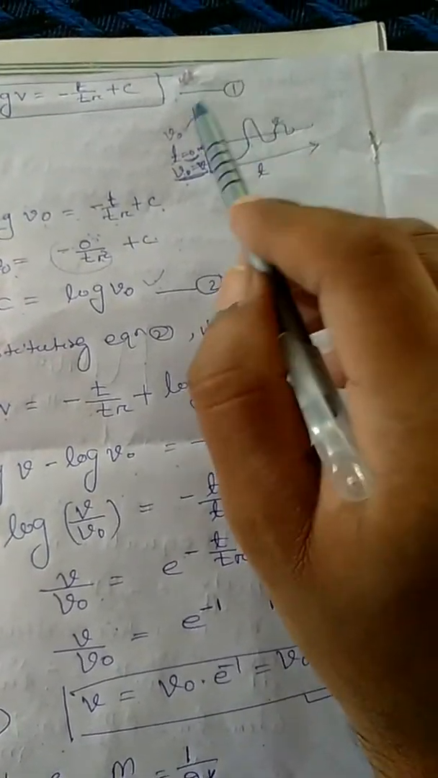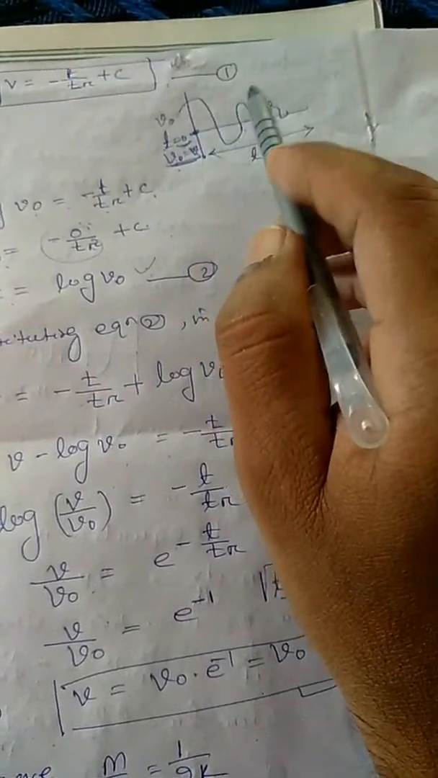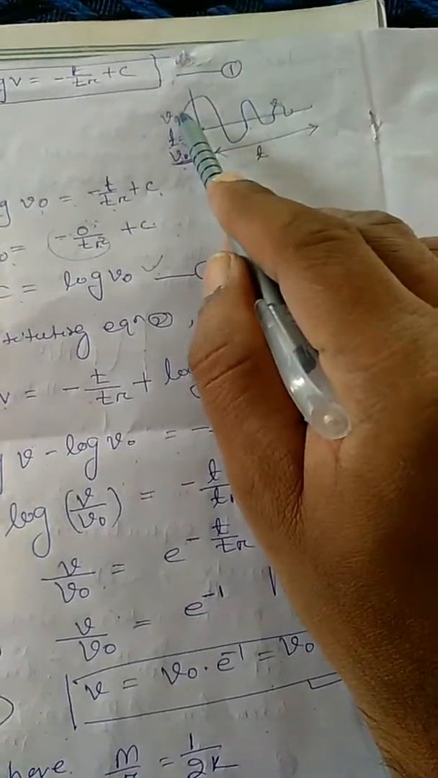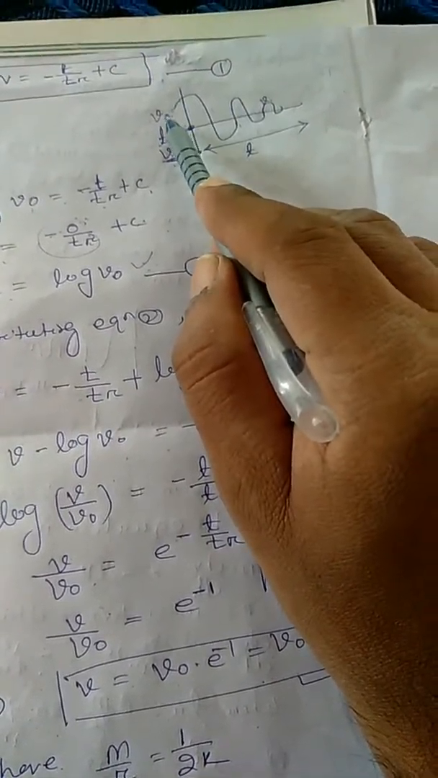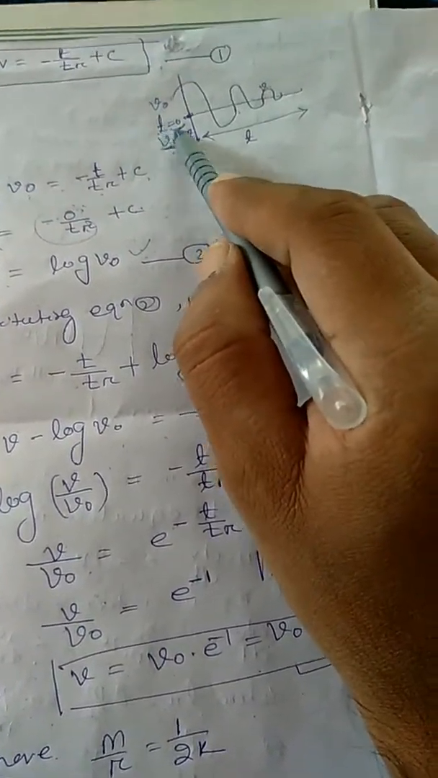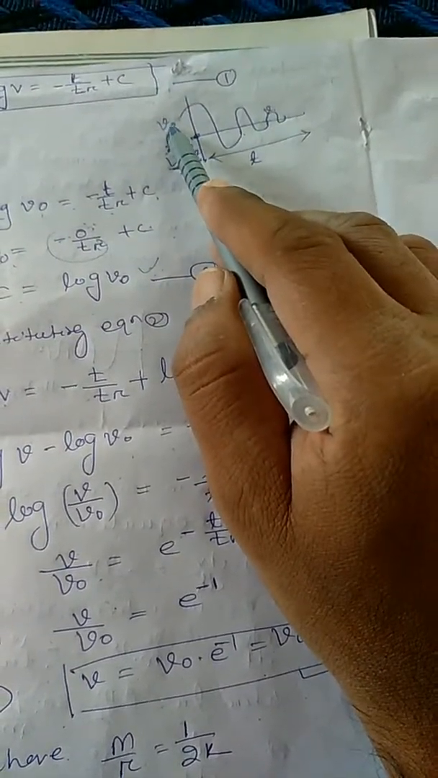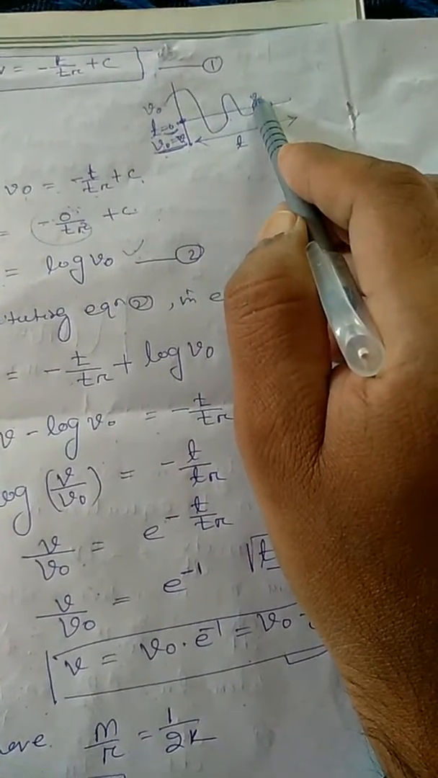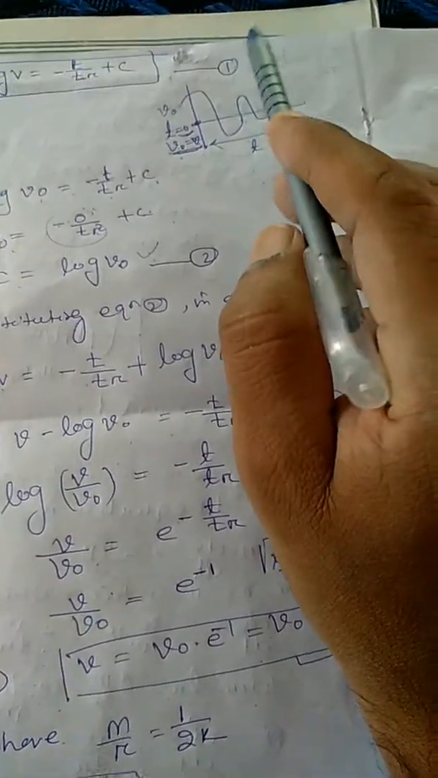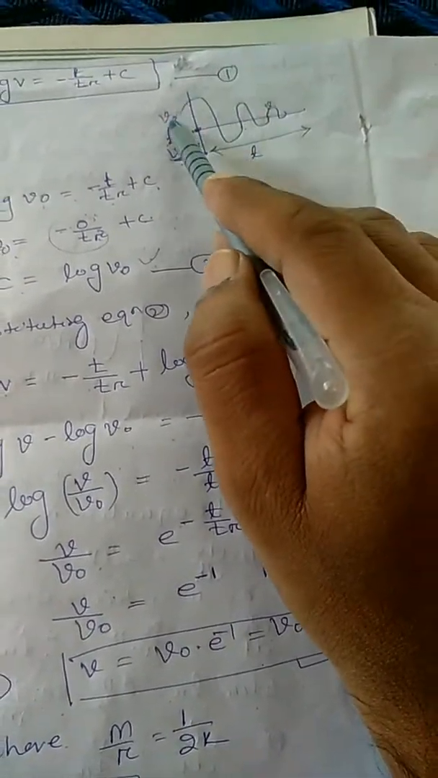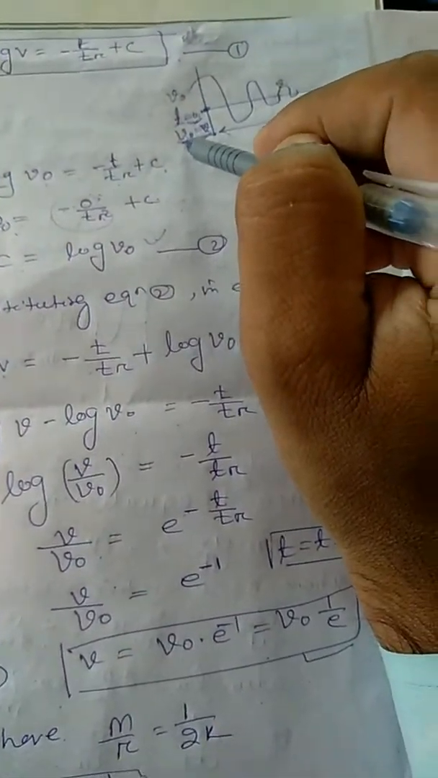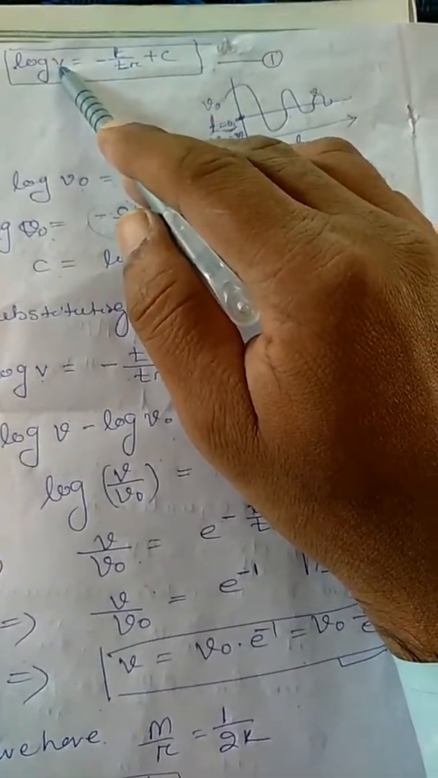I told you already in my previous class, this time is known as relaxation time. Now think: if the time between v naught and v is 0, then t is equal to 0. If t is equal to 0, then v naught must be equal to v, because there is no time at all. So in the place of v we can write v naught.